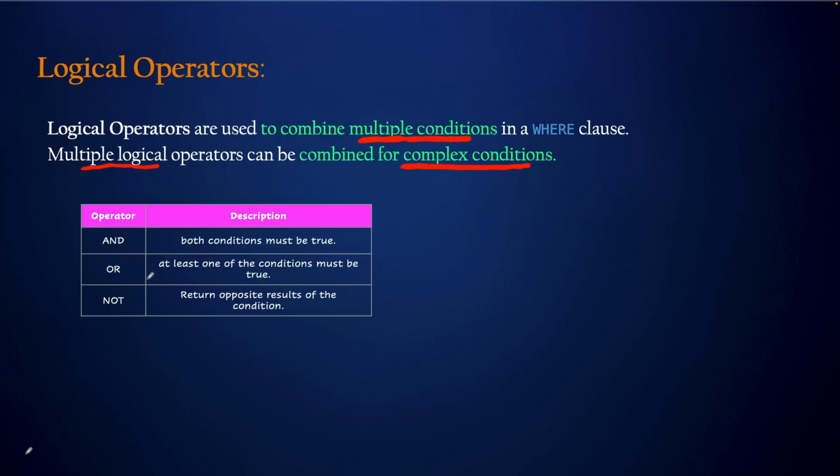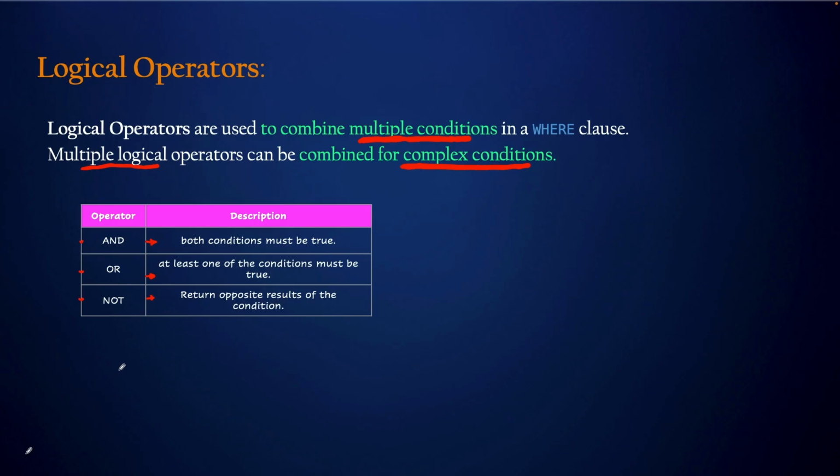So what are these operators? Here we have three operators: and, or, and not. When to use and? When you want both conditions to be true to return the record, you use and. And when you have two conditions and you want at least one of them to be true, then you use or. And not is used when you want to return the opposite results of your condition.